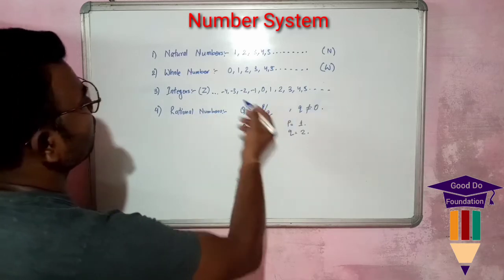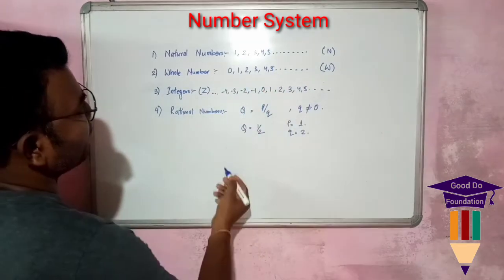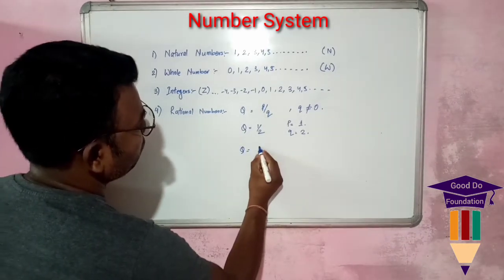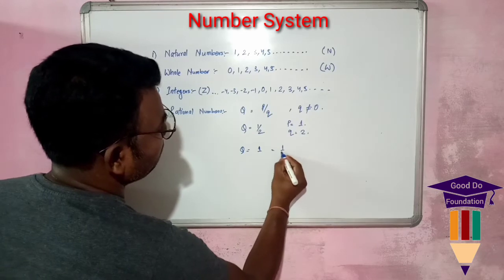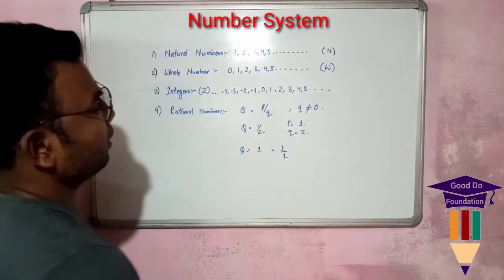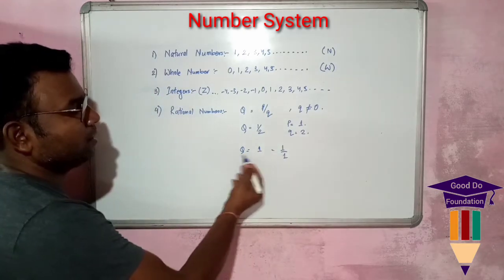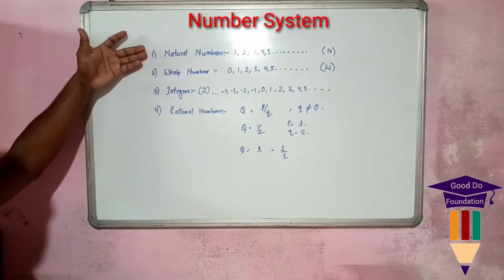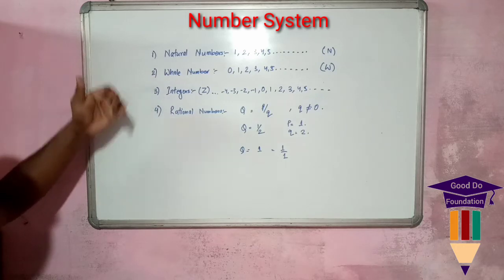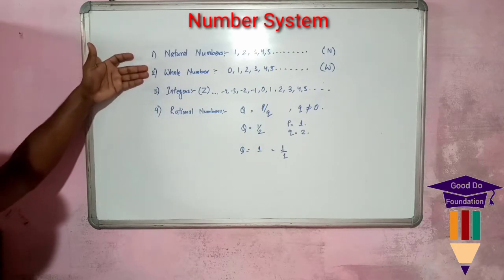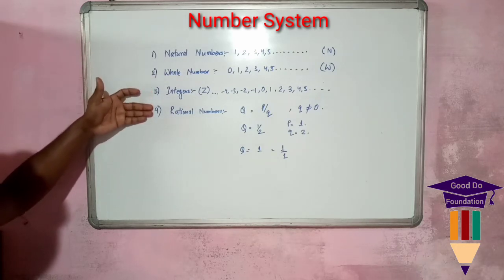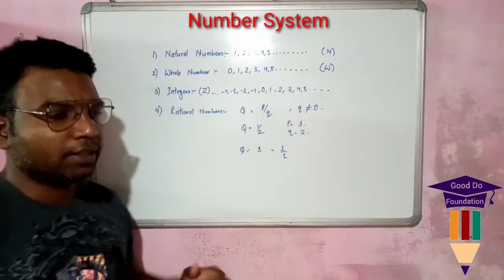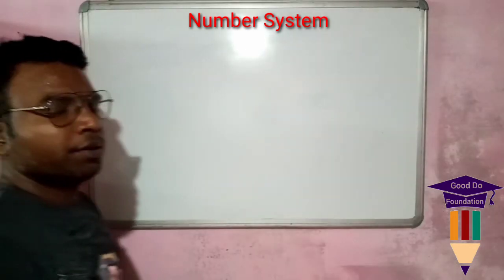Any natural number or whole number can be written in the form of a rational number. Suppose the number is 1, you can write it as 1 by 1. So basically we'll deal with these 4 types of numbers: natural numbers, whole numbers, integers, rational numbers. You need to know what these numbers are. Then we'll go to the next topic.